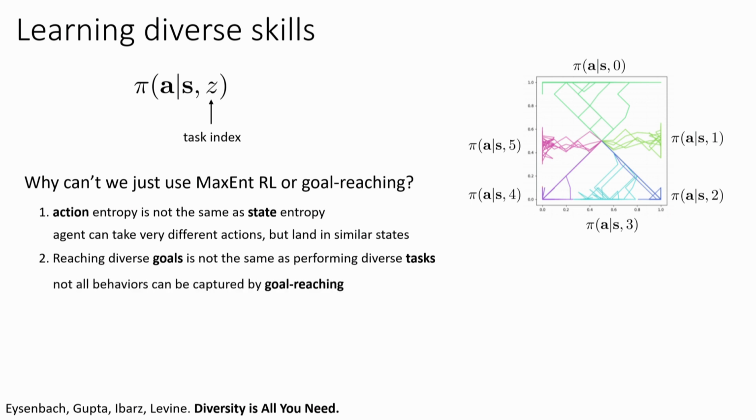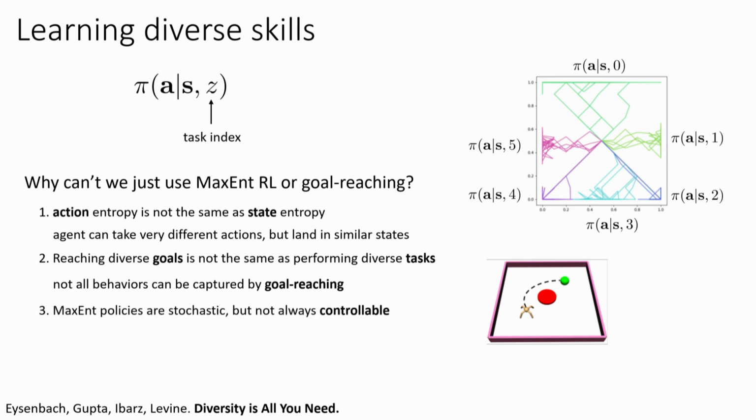Not all behaviors can actually be captured by goal reaching, and I'll give you just one example. Let's say that you'd like to go to this green circle while avoiding the red circle. There's actually no goal reaching behavior, no behavior where you can specify a single goal and get to that goal as quickly as possible, that'll give you this kind of thing. So it's not enough to just reach goals. And of course, you want policies that are actually controllable. If you just do the maxent_RL thing from before, you might get diverse behaviors, but you might not get the ability to specify different task indices to actually control what they do.